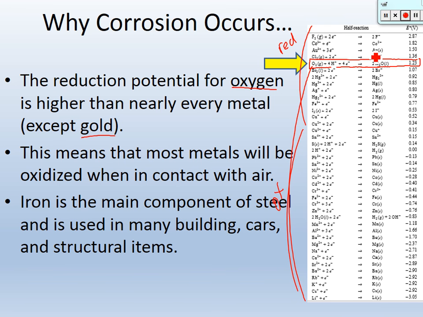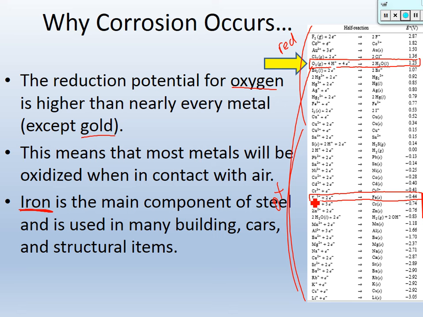Iron is the main component of steel. And steel is used in building of cars, of buildings. Almost any construction item has some steel in it. And steel has iron in it. I want you to find where iron is on this table. Find out where iron is and let's put a box around it. It's down low. What is its electric potential? Minus 0.44.